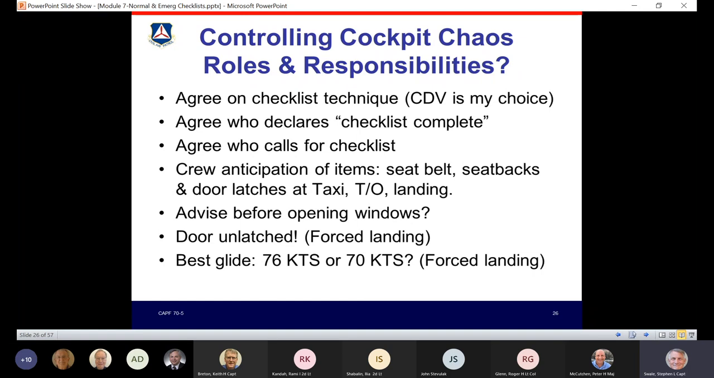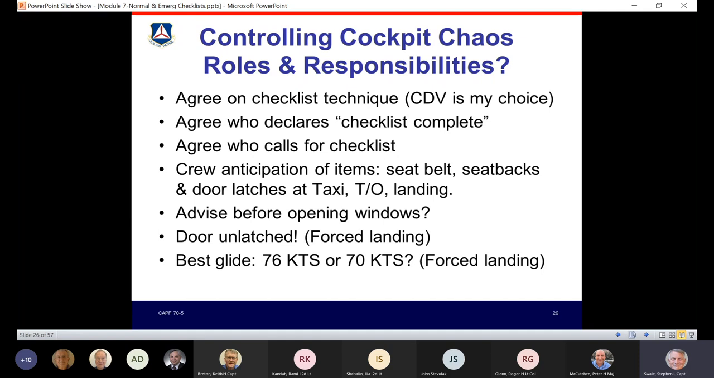Is the MO going to prompt the pilot, or is that something unwelcome, and it's going to be the PIC that decides when it's time to move to that checklist segment? And you can do it either way. It just has to be agreed on so that the team can work as a well-oiled machine.